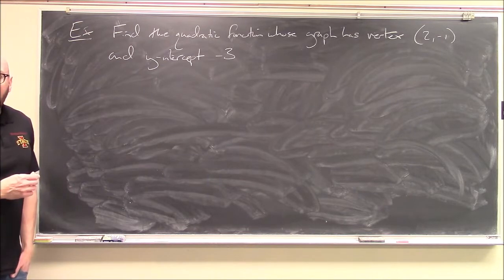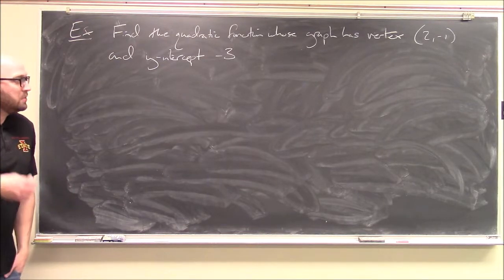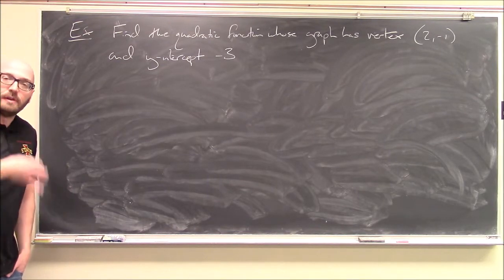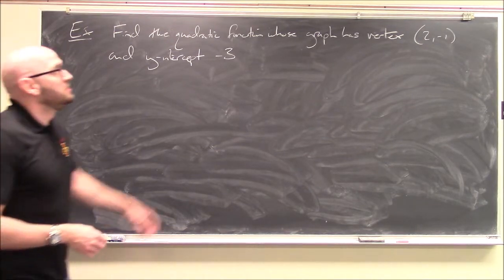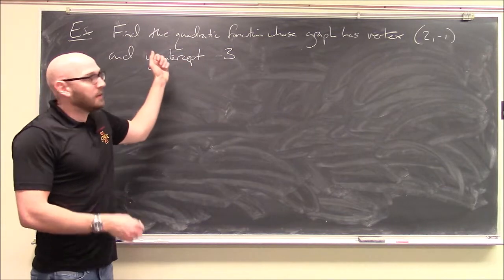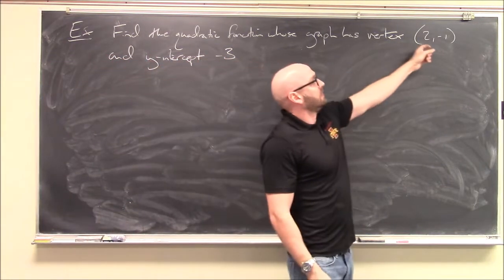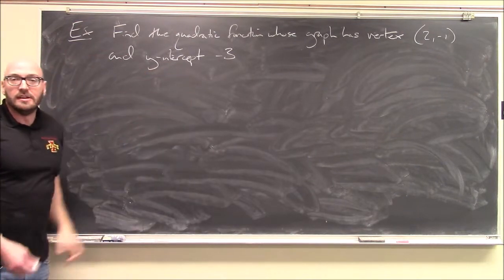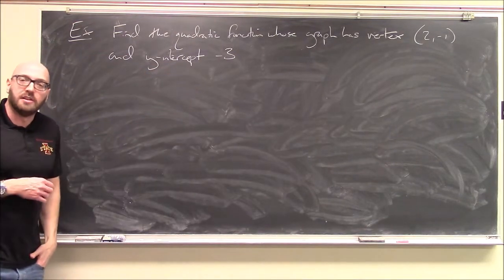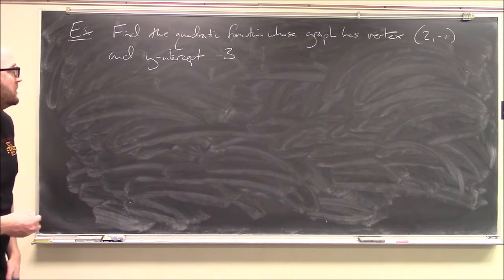So here I want to go backwards. Instead of giving you the equation and asking you to find geometric information about the graph of the function, we're going backwards. I'm giving you geometric information. I'm telling you we've got a quadratic function that has vertex of 2 and minus 1, and it has y-intercept of negative 3. The question is, find the quadratic equation that realizes this function, or this graph.